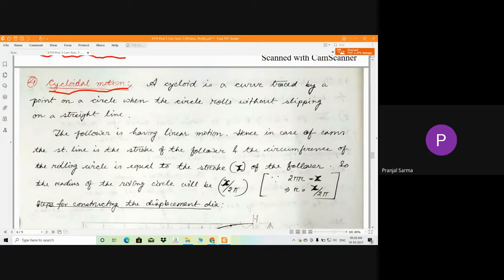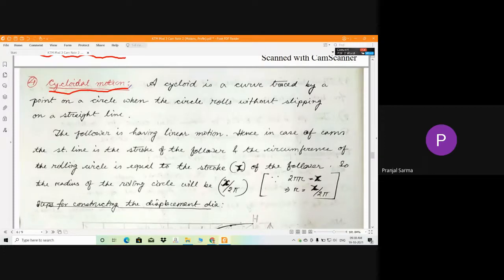Okay. So now in this particular case, if you consider a cam and a follower, the follower is having a kind of linear motion. So in case of cams, what happens? The straight line is the stroke of the follower. A cycloid is a curve traced by a point on a circle, and the circle rolls without slipping on a straight line.